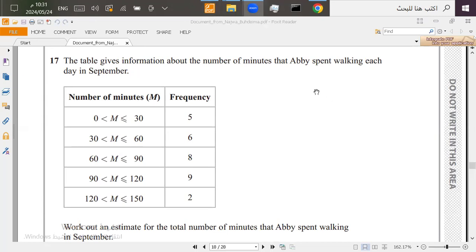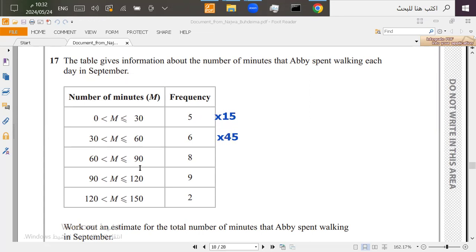First, and this one is not the mean. They told you to find the total number of minutes walked, okay? Now you're going to follow the same steps that you do with the mean by finding the midpoint. So let's find the midpoint here. 0 and 30, when you add them and divide them by 2, you will get 15. And then you multiply it by the frequency. So multiply 15 here. Here, same idea, 30 plus 60 is 90. 90 divided by 2 is going to be 45. So you multiply by 45.